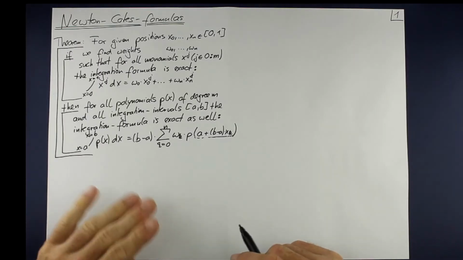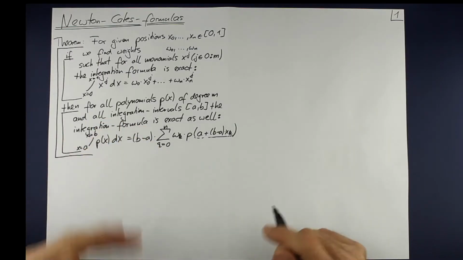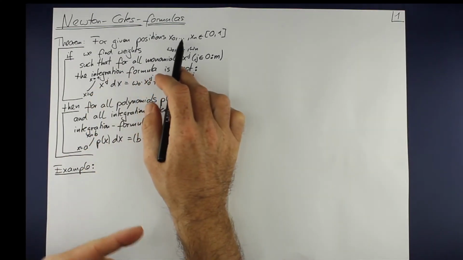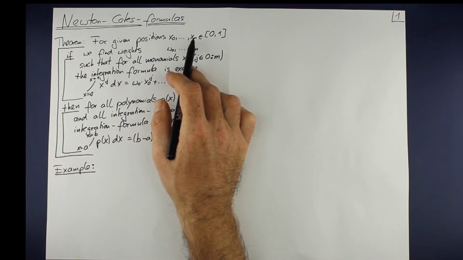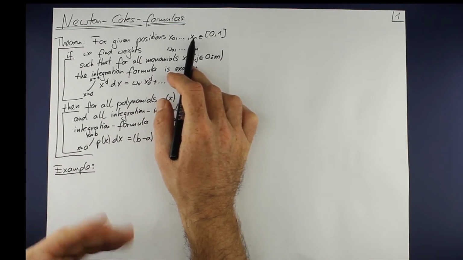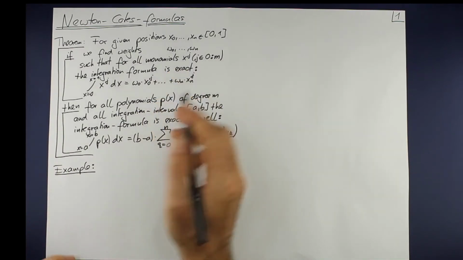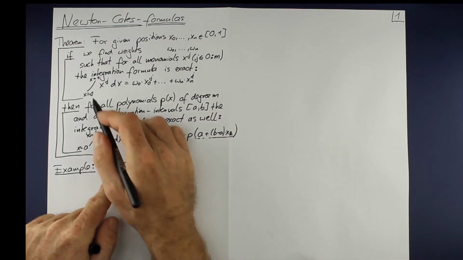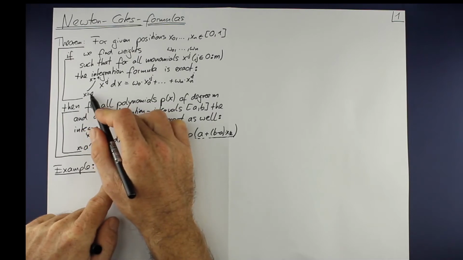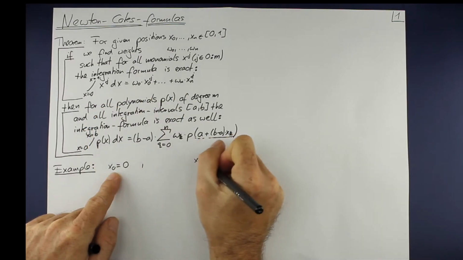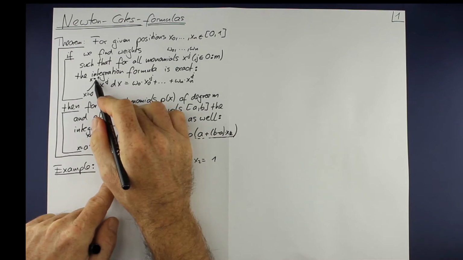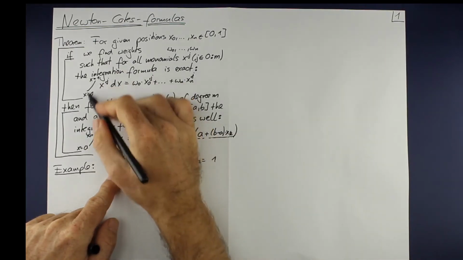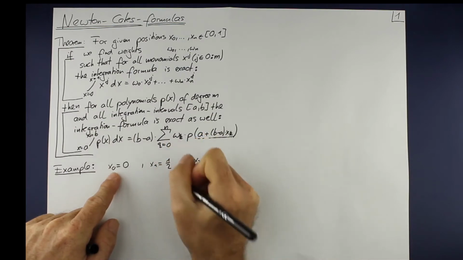Okay, what do we need next? We need an example. For given positions x0, x1, and x2, let's use n is 2. Okay, give me 3 positions. And let's use the 3 positions. Left is this starting value of the integral. The last one is the endpoint of the interval. And the point in between is exactly the point in between. So let's use these positions.